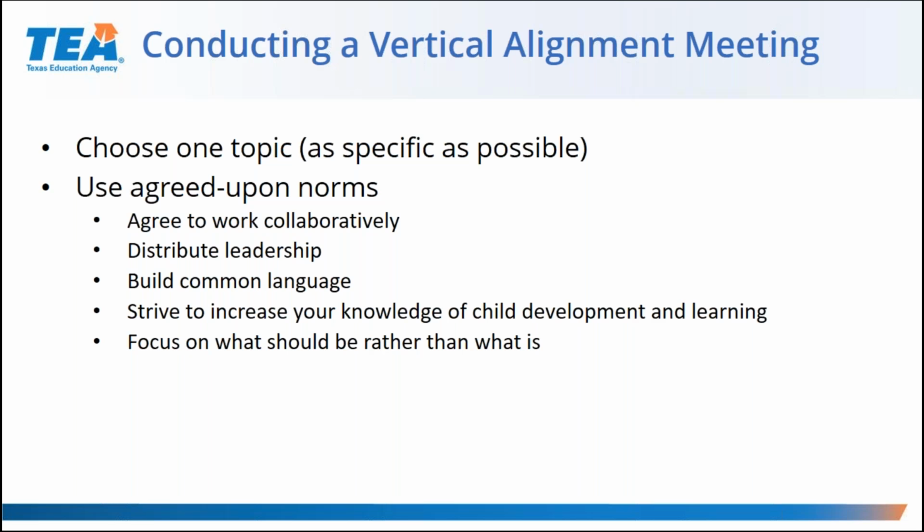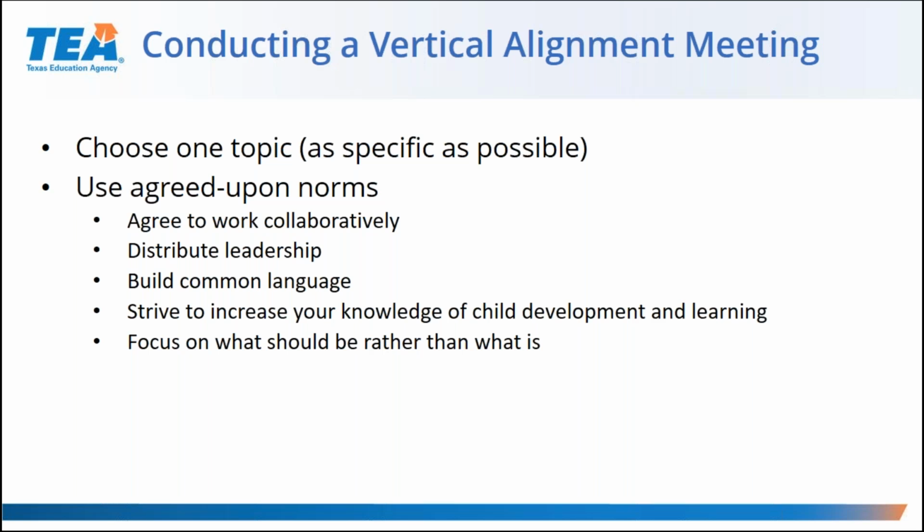When we're looking at vertical alignment meetings, there's a few things that we want to do. First, you want to choose a topic, and you want to be as specific as possible. A topic might be a specific skill within a content area. So for pre-K and K, we might look at subitizing. That's a skill that we'd want to see in both pre-K and kindergarten.